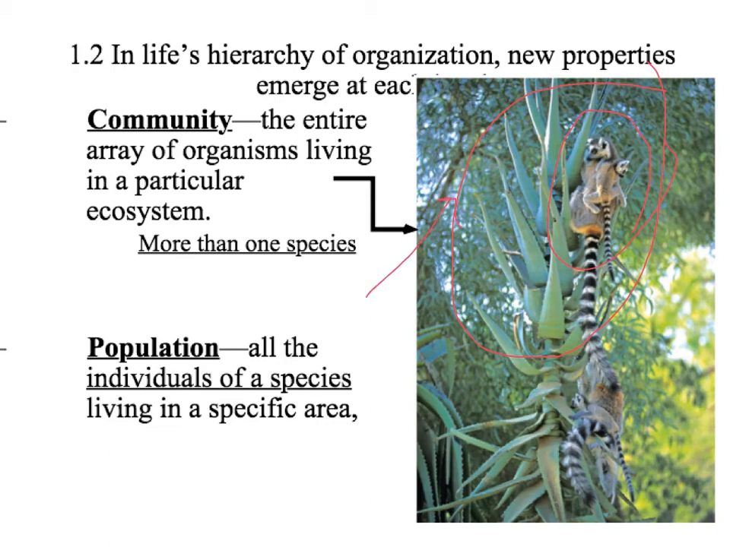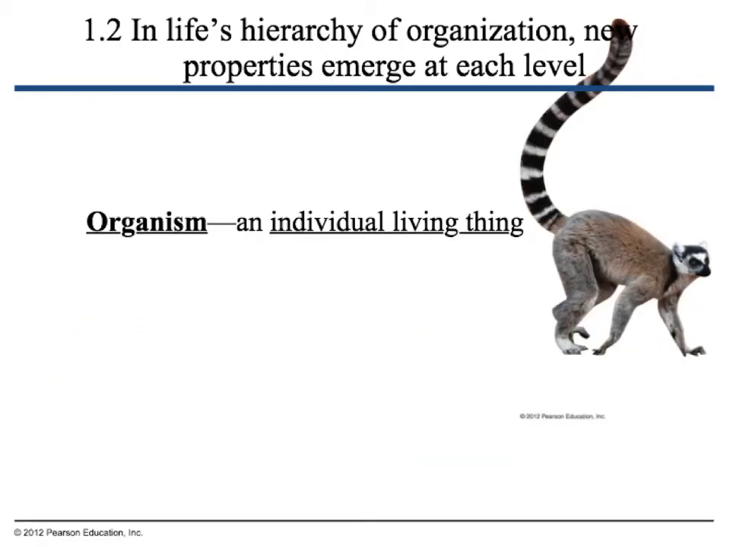Now a population would be a group of individuals of the same species. So here we can see we have a population of lemurs, a group of lemurs that are in this picture. Once we get smaller than a population, we end up with our organism, which is an individual living thing.